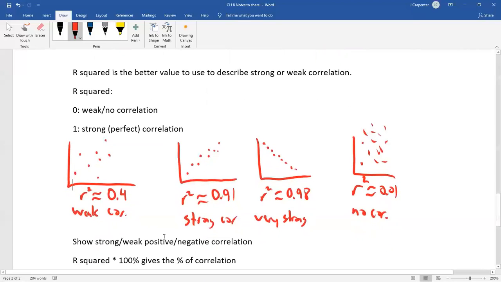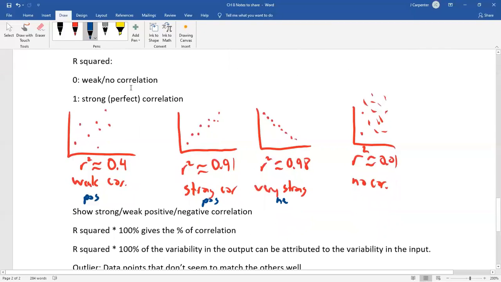So that's us showing strong, weak, positive, negative correlations. And if you wanted to throw the positives and negatives in there, you can. So the first one would be a weak correlation, but positive. This one would also be positive. This one would be a very strong negative correlation. And I wouldn't say positive or negative if something's no correlation. So that gives us a better idea of what we've seen in the past when I've displayed these r squareds.